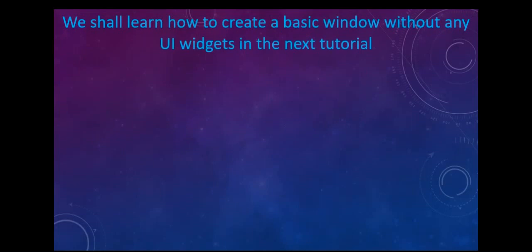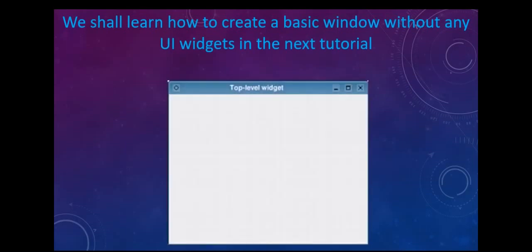Now we shall learn how to create a basic window without any user interface widgets. That means without any buttons, labels, and stuff like that. In the very next tutorial, we shall be creating a basic window, almost similar to this, but not exactly this, with those minimize, maximize, and close buttons. We can close the window, we can resize the window, we can specify the size, I mean the height and width of the window, and that's it. In the very first video, we shall be starting it.